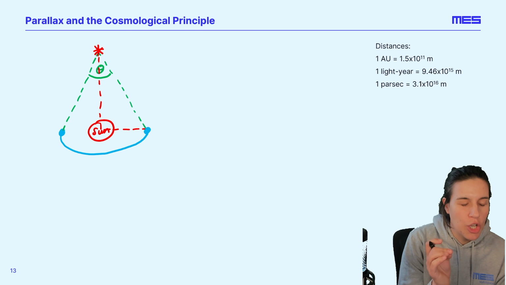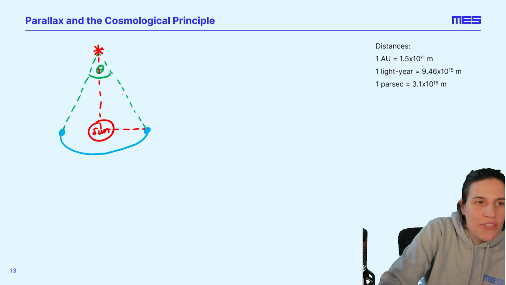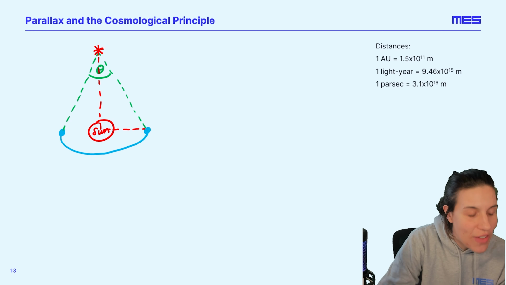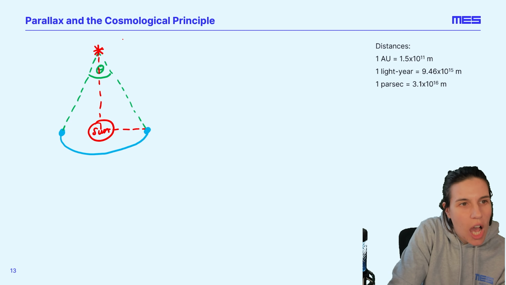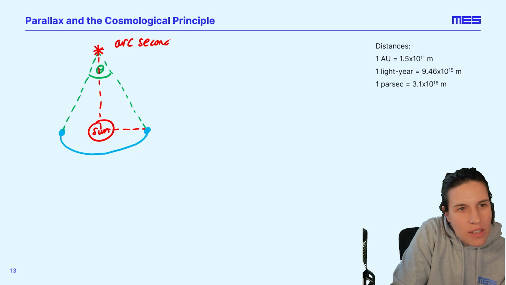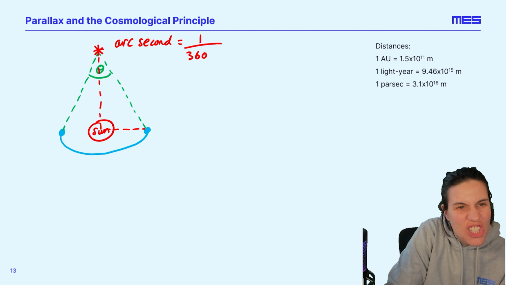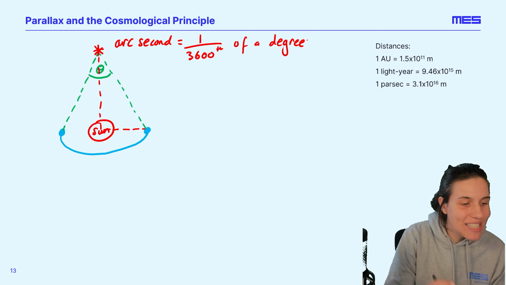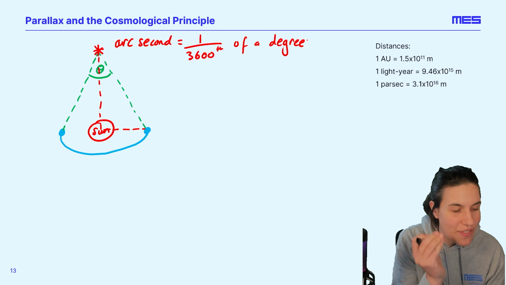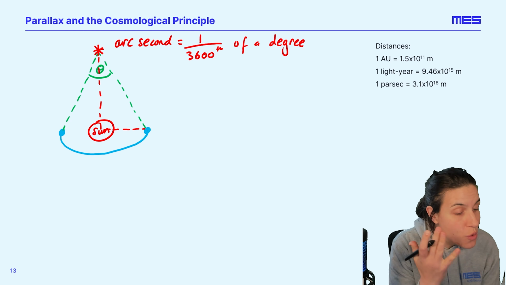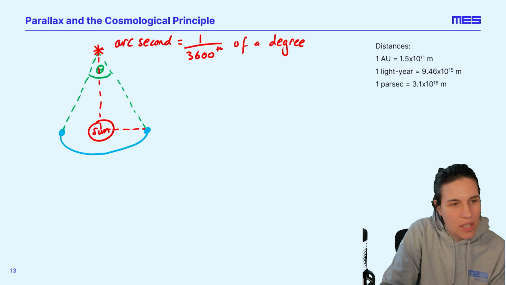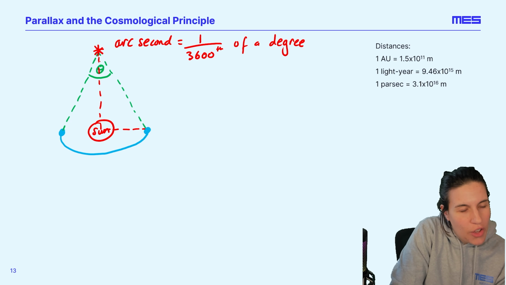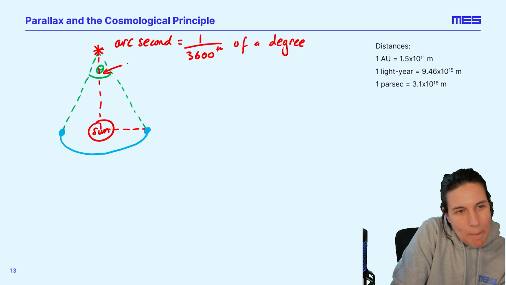Now, the trick here is we're going to use the small angle approximation. In fact, parallax angles are often so small that we've invented a new unit of angles for them called the arc second. The arc second is 1/3600th of a degree. So an arc second is a really, really tiny fraction of a degree. And parallax angles are so small that we normally measure them in arc seconds. So this angle here between the vertical and this line here, that is our parallax angle, which is abbreviated to P.